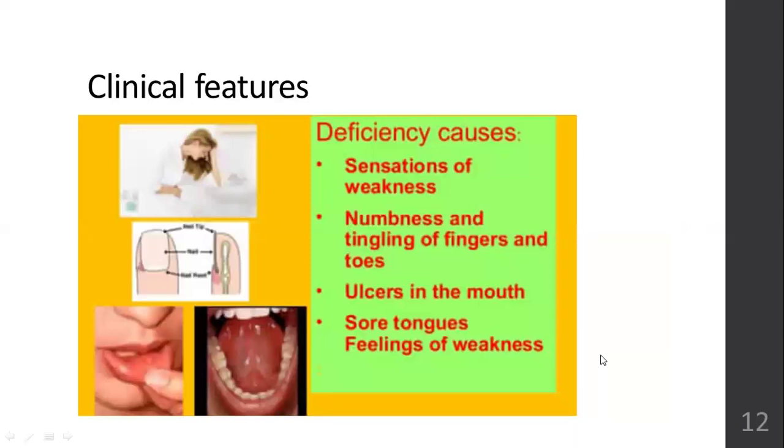So clinical features of folic acid deficiency: sensations of weakness in the body, numbness and tingling feeling in the tips of the fingers and toes. When you touch the tips of the fingers or the toes, you feel a numbness there. Sometimes even if it is not numb, there is a continuous tingling sensation at the tips of the toes and fingers. Ulcers in the mouth, or even at the edges of the lips, like stomatitis, and then a sore, inflamed tongue, general feeling of weakness, tiredness.